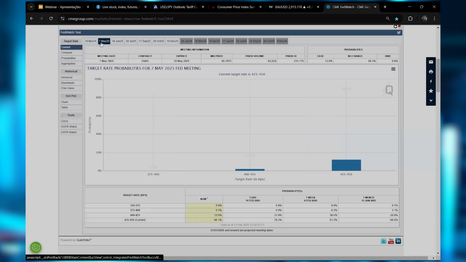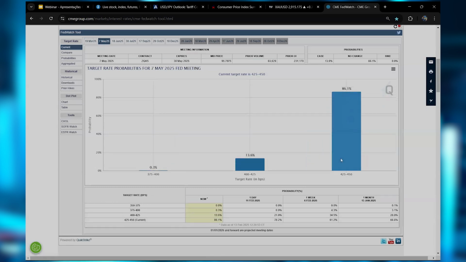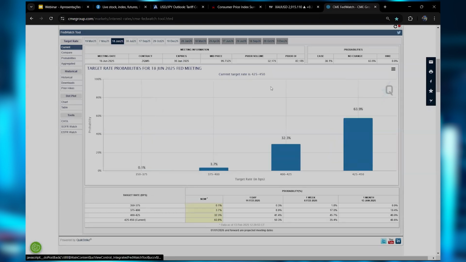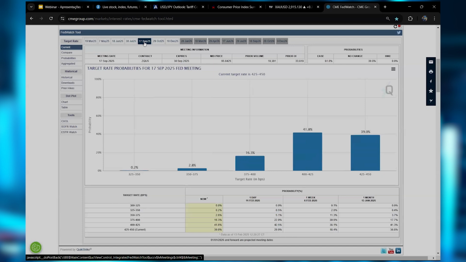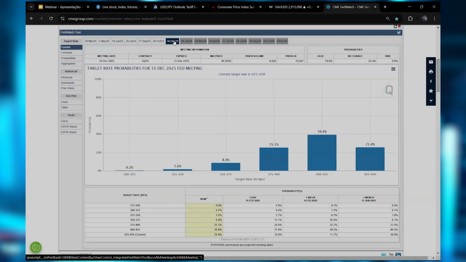On May, 86.1% are expecting no change, still 425 to 450. On June, still no change. On July, still no change. On September, maybe a 25 basis point cut. October, no changes, sorry. And then on December, no changes.